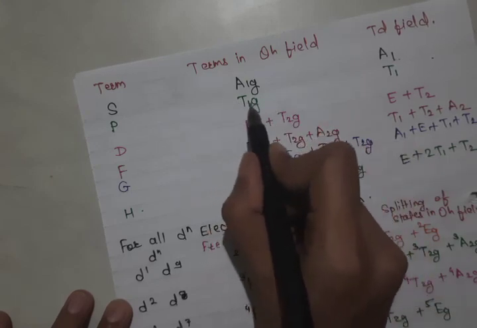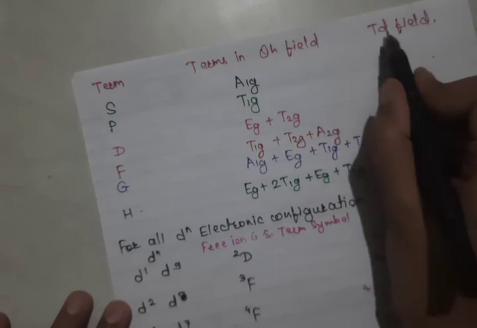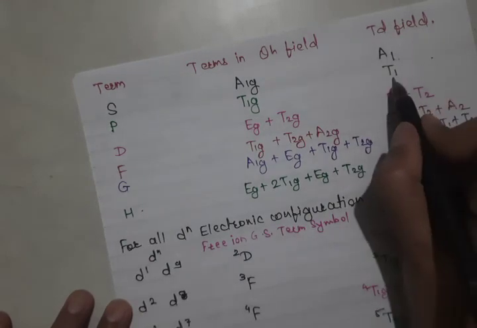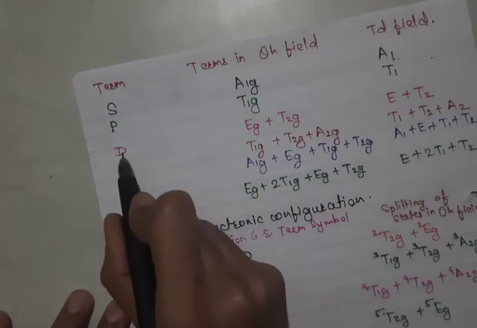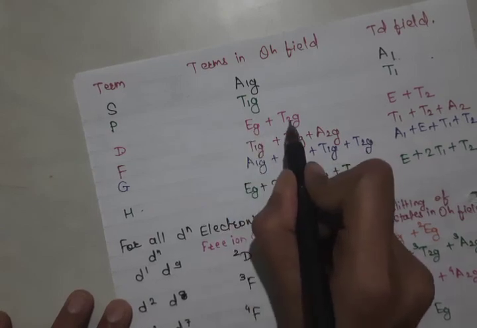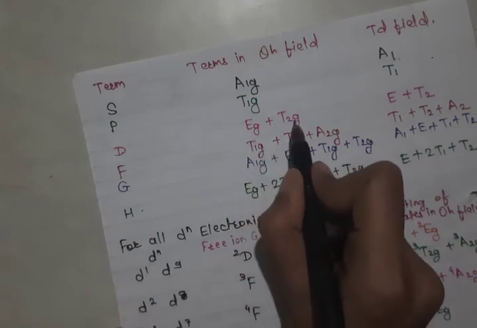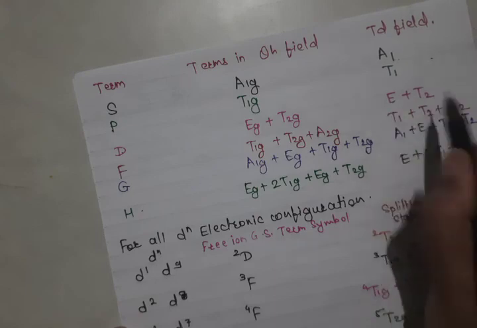This is the Mulliken symbol. Then tetrahedral field, T1 only. The D term gets split into EG plus T2G. In a tetrahedral field, E plus T2.